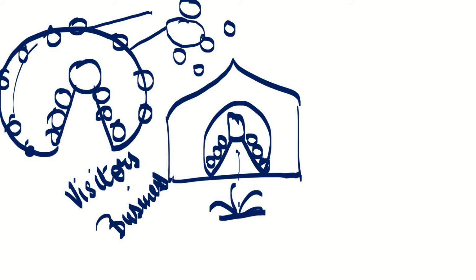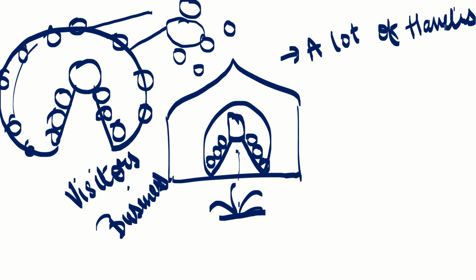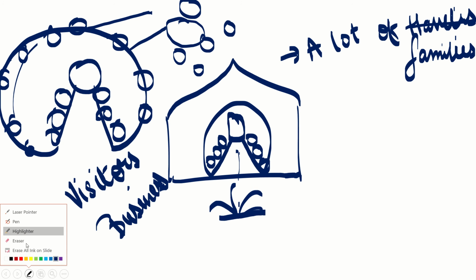Now the next important point is that havelis used to shelter a lot of families. The haveli's furniture was not that useful, but the space and the rooms in the havelis became useful in the future for the future generations. So this was all in this haveli paragraph.